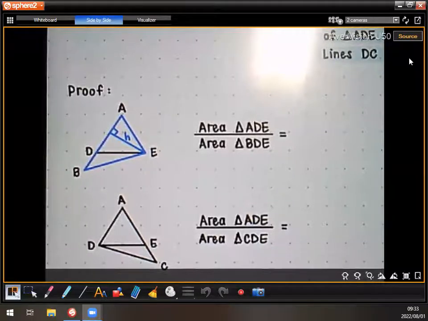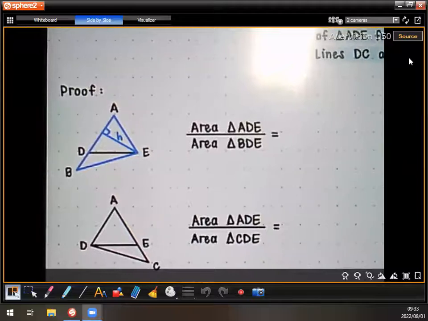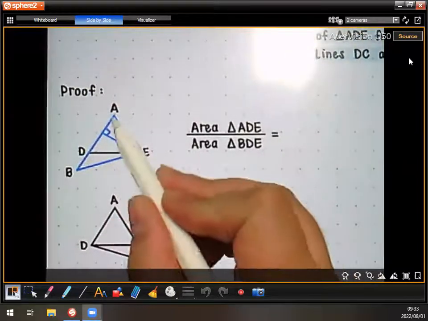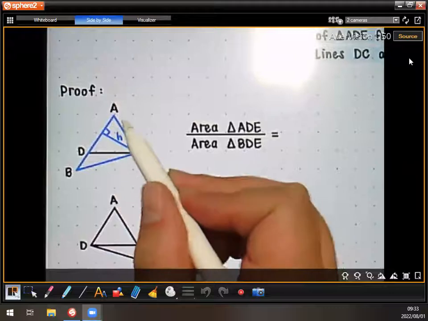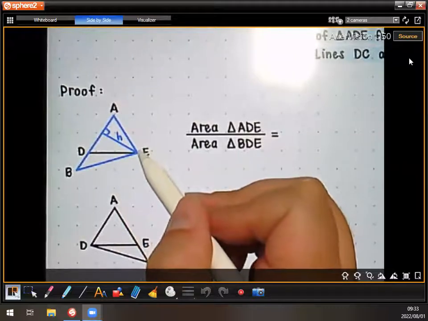What we are going to do now is actually write out the area of triangle ADE. If you had to calculate that, what would you write? You would say ADE, the top one. How do you find the area of a triangle? Half base times perpendicular height.